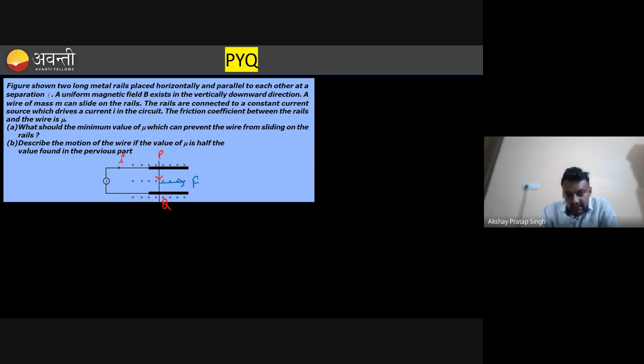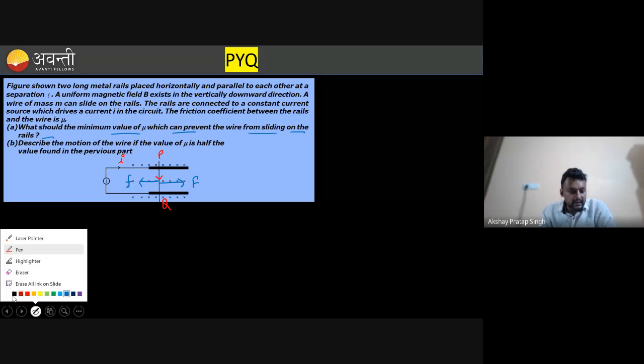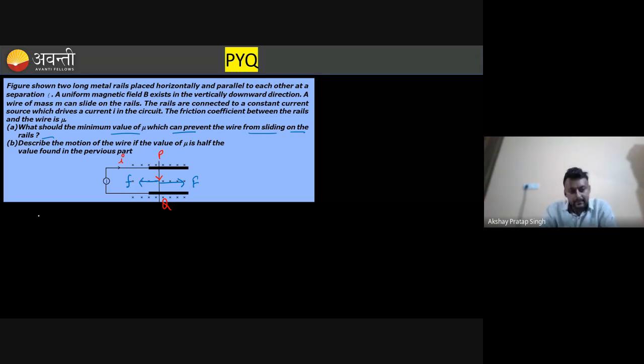So the friction must act in the opposite direction. And they are talking about the minimum value of mu which can prevent the wire from sliding. So can you conclude one thing? If the wire is not sliding, that means the two forces must be equal and opposite. They are opposite, we can see, so their magnitude must be the same. That means F should be equal to small f.